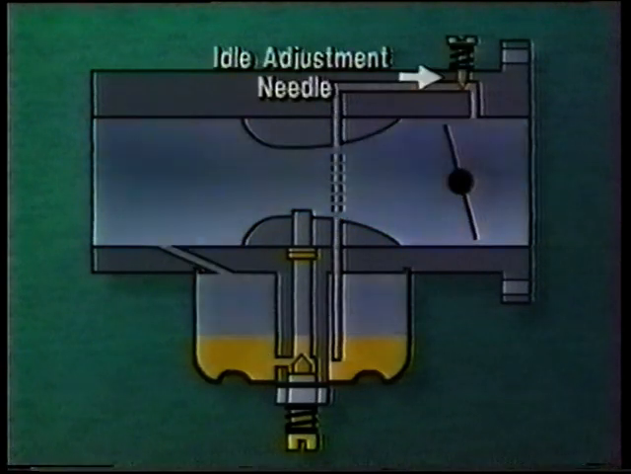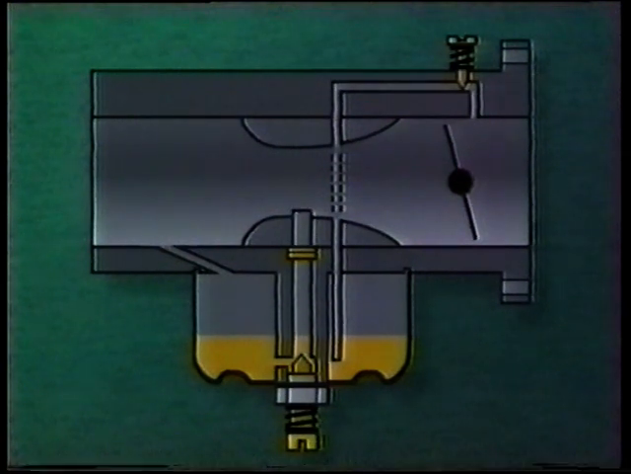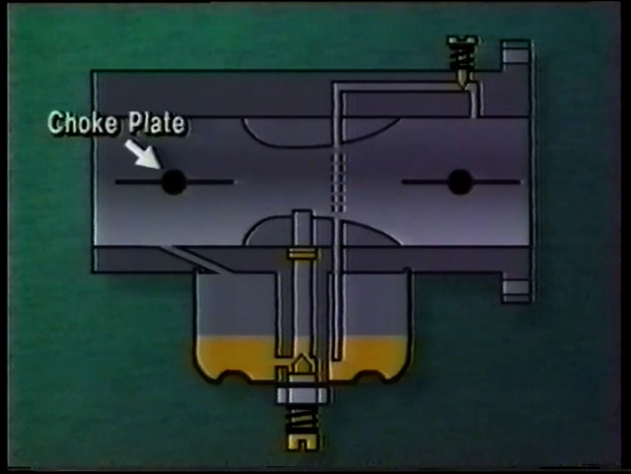Again, we want to be able to fine-tune the amount of fuel entering the idle circuit. So, we'll add an adjustment needle here, just as we saw earlier in the high-speed system. Now, we've completed our basic carburetor. If we attached it to an engine, it would do the job. However, we can still make a few improvements. For example, a choke system to make cold starting easier.